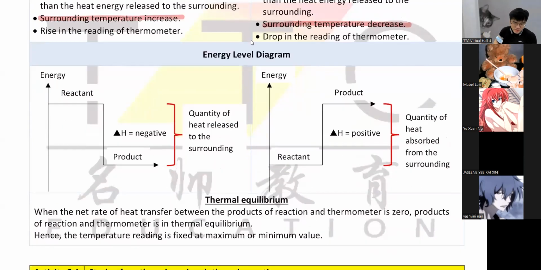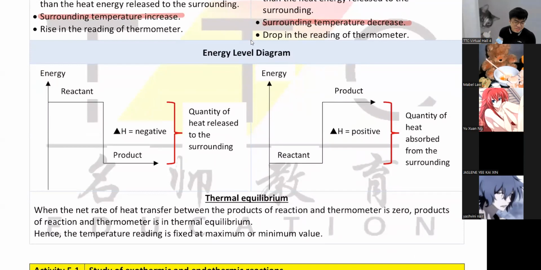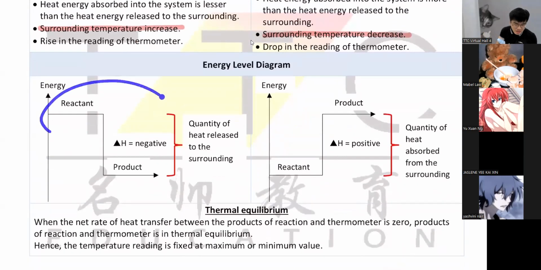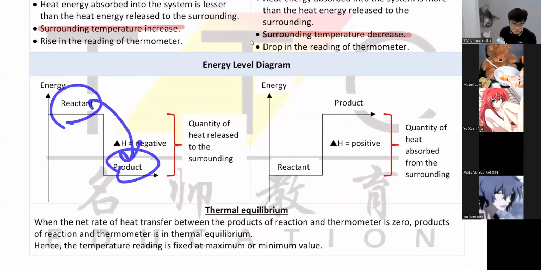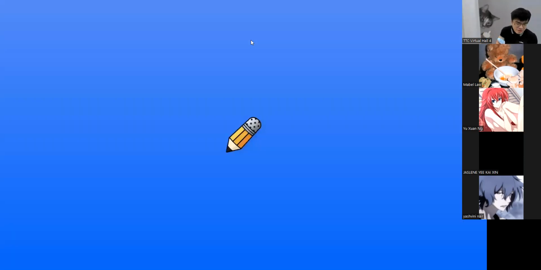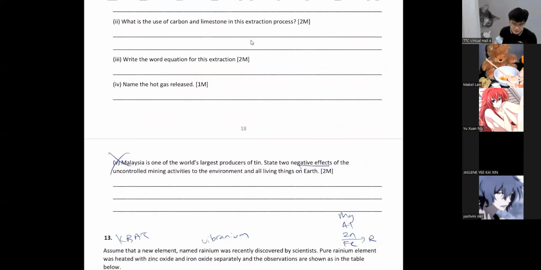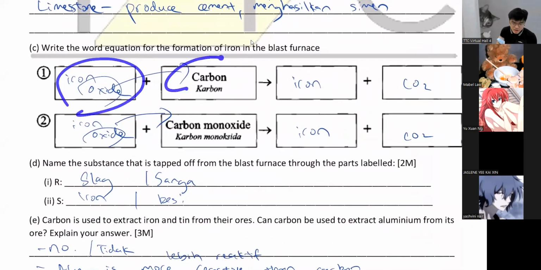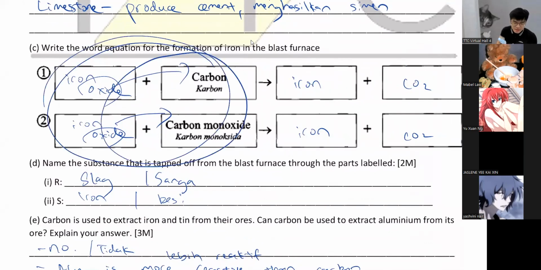Anyway, moving on, let's go to our energy level diagram. This is very simple. Exothermic is releasing heat, right? So you see the energy level goes down. Reactant and product, the energy goes down. What is reactant and product? If you go back to our form 4 exercise just now, when you have a reaction, you see this is the reaction, right? When these two react together, you get these two. So the left hand side is the reactant, the right hand side is the product.